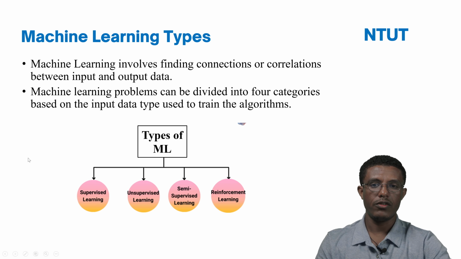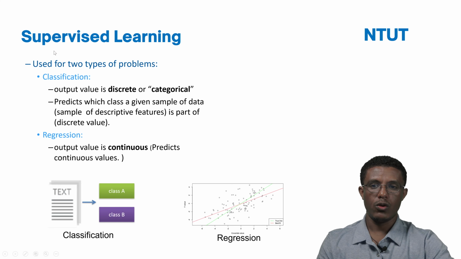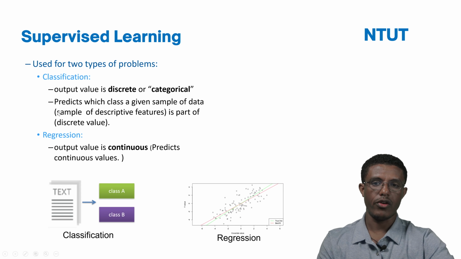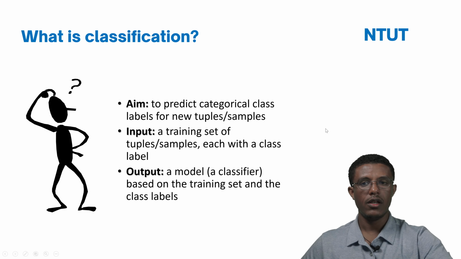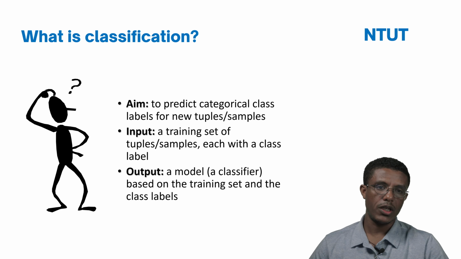This is a highlight from the previous classes about the types of machine learning algorithms, so there is no need to repeat it. Here it just highlights that supervised learning is for classification and regression. So let's start from the classification part and see the details. What is classification?